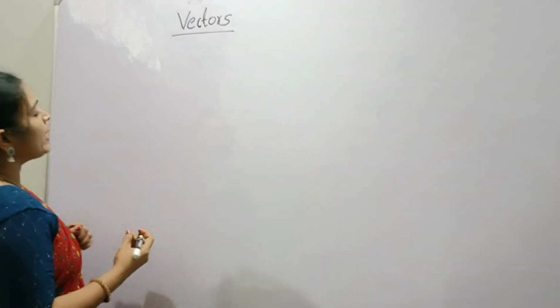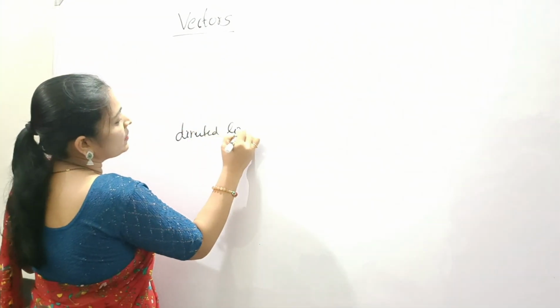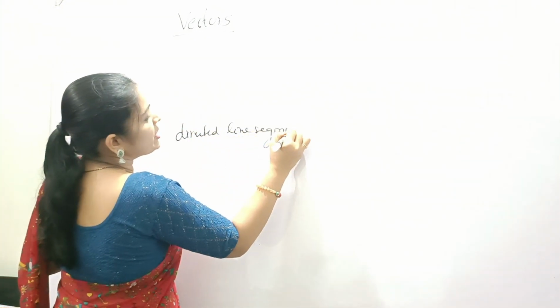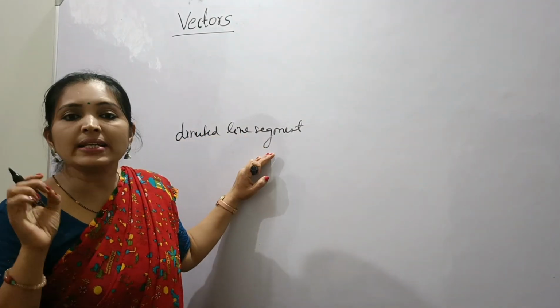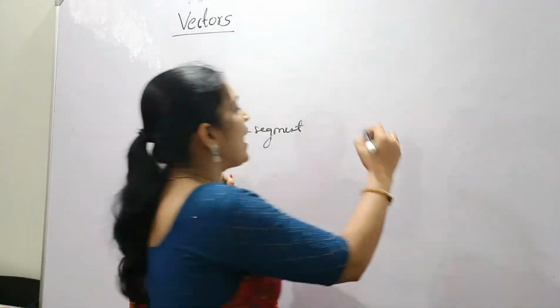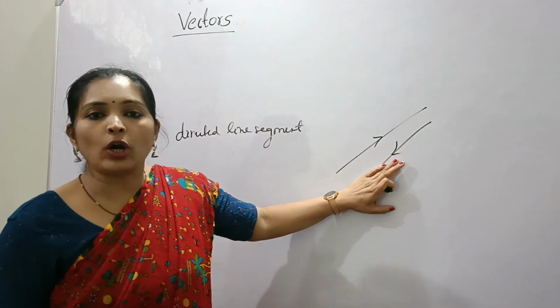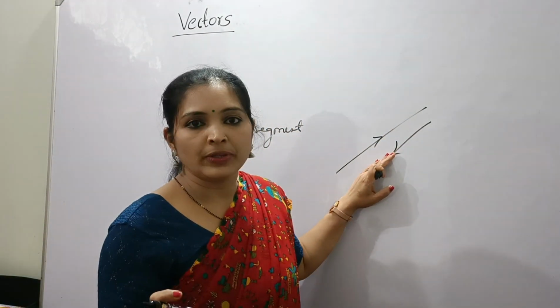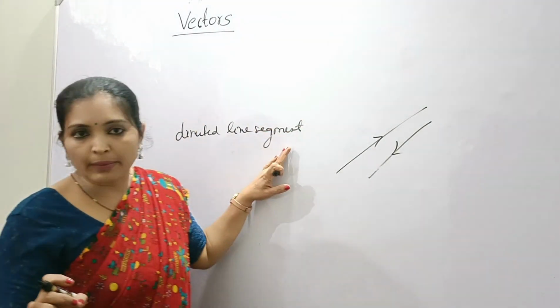Vectors can be represented by a directed line segment. What is a directed line segment? A line segment with one of these directions is called a directed line segment. And vectors can be represented by a directed line segment.